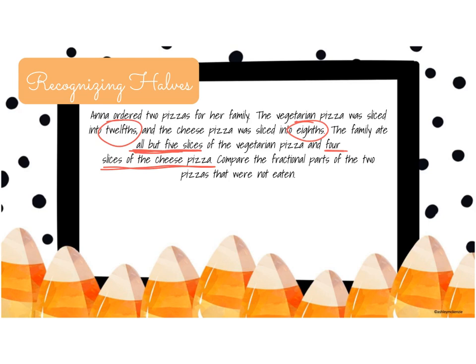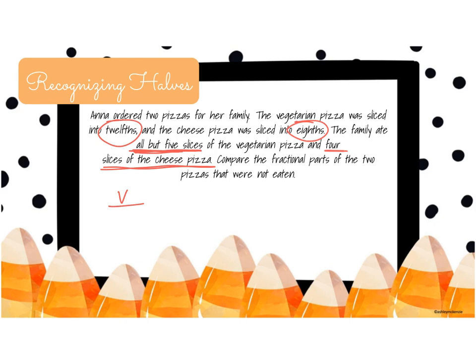Okay, so that means, what did I have left over? 4 of the cheese pizza and 5 of my vegetarian pizza. Okay, I'm going to label. My vegetarian pizza, what was my denominator? How many total pieces of pizza did it have? Yes. 8.